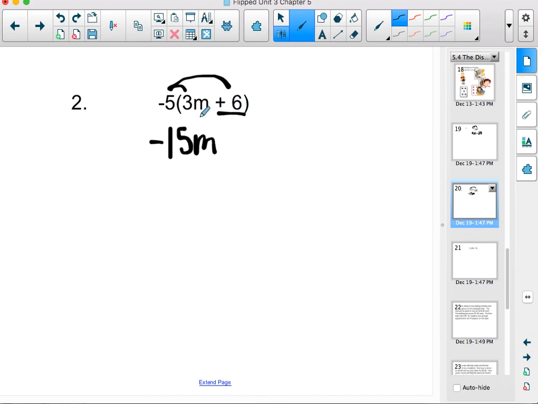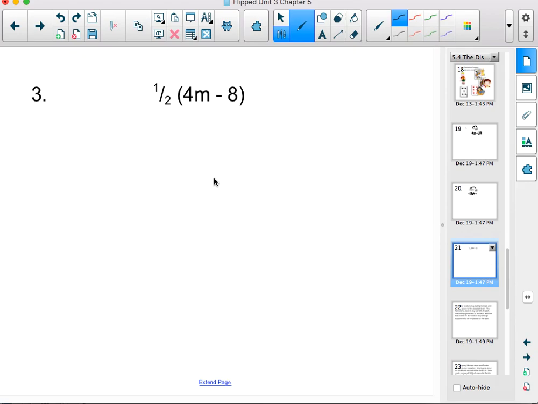Remember, that's a positive 6, so we treat this as negative 5 times positive 6. A negative times a positive gets me a minus sign. You just finish up the 5 times 6.